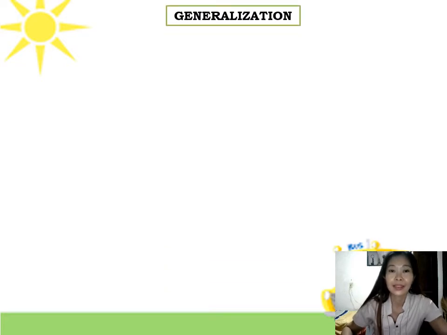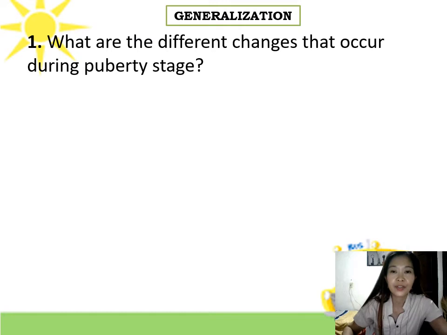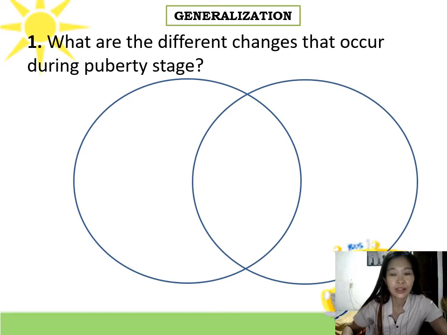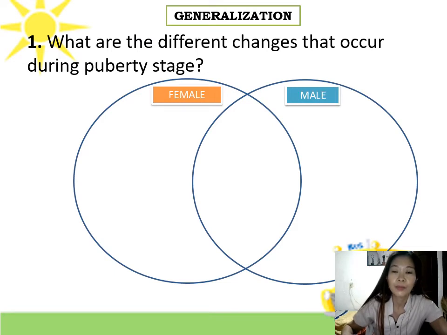And now let us proceed to the generalization of our lesson. For the first question, what are the different changes that occur during the puberty stage? For this question, we will have a Venn diagram. For the left side circle, we will have the female changes during puberty. And for the right side, we will have the male changes during puberty. And for the center part of the Venn diagram, we will have both the male and female changes during the puberty stage.